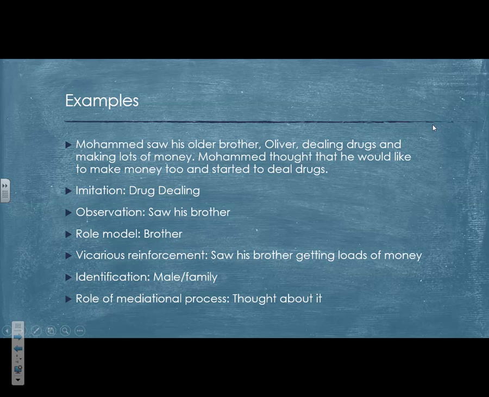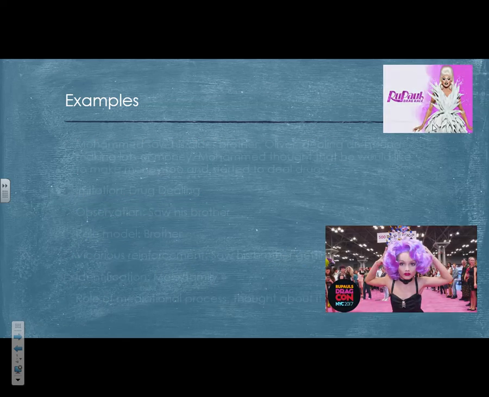There was the motivation. So he'd paid attention to the drug dealing behaviour. He'd been able to remember it. He was physically able to reproduce it. And then he was motivated. He wanted some money, so he's motivated to complete it.